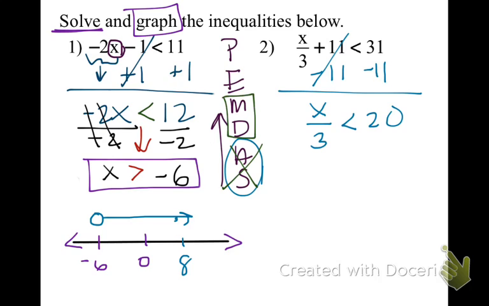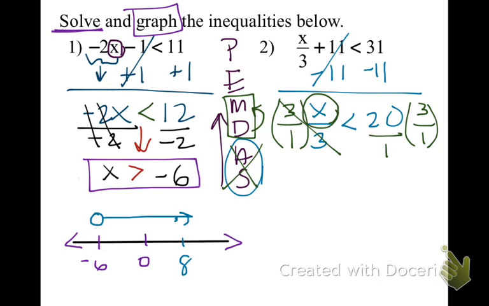What's next? Multiplication or division. So we take a look. I have x divided by 3. What's the opposite of division? Multiplication. So what do I need to multiply this by? Well, since I have a 3 in the denominator, I need to multiply a 3 in the numerator, on both sides. Don't forget to put a 1 over here. My 3's cancel out. What am I left with? My x, which was my goal. So I bring down my x. And let's see, 20 times 3 is going to give me 60. Now the question is, what happens to my inequality sign? Now I multiplied by a positive 3 and a positive 3, so is my inequality sign going to change?